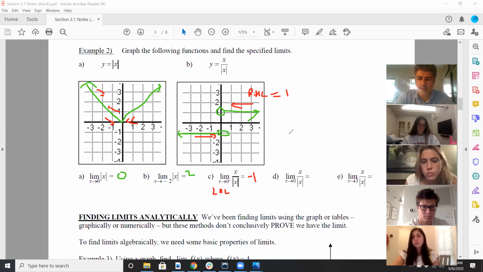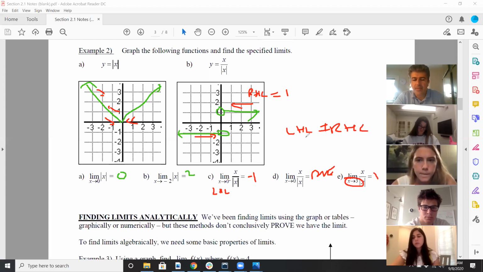Because the left-hand limit does not equal the right-hand limit, we can say with confidence that for D, as x approaches 0, the limit does not exist. We do not have them linking up there. If I pick a random x value, like x approaching 3, it's just 1, because that's what we see there. Sometimes you can just look at the y value because that's what's happening.